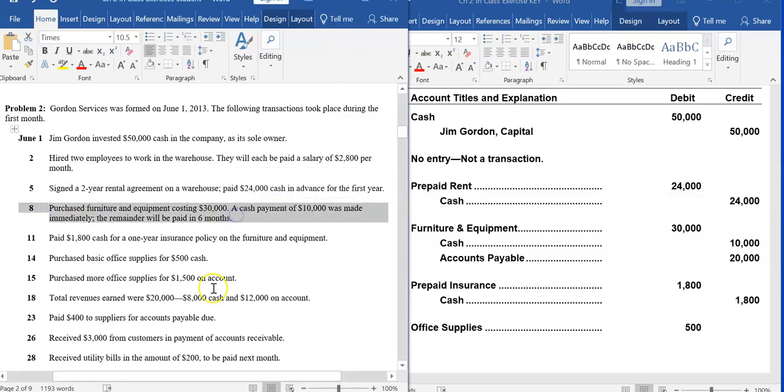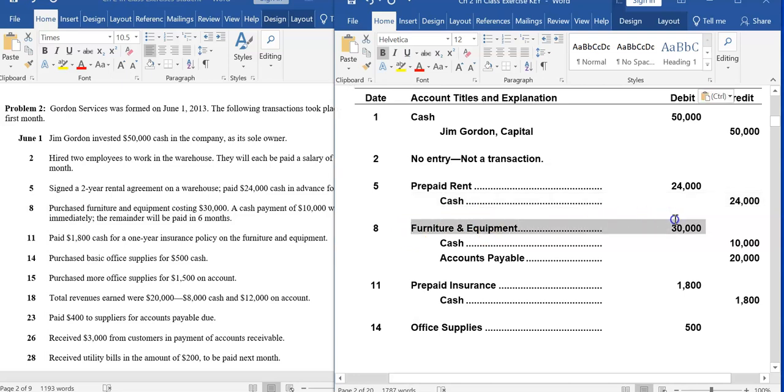On June 8th, we purchased furniture and equipment costing $30,000. We paid cash of $10,000 and we'll pay the rest in 6 months. First things first, we purchase an asset. We have more asset. We need to increase our furniture and equipment asset because we now have more. To increase that asset, we debit it. So we will debit furniture and equipment. We used some cash to pay for that purchase. Cash needs to be decreased because we spent some of it. To decrease cash, we credit it.